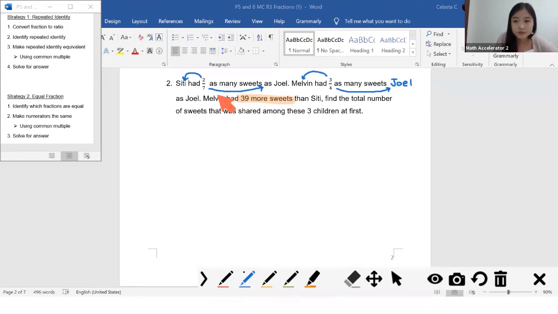So now that you've drawn your arrows, we can convert it to your ratio. You have Siti here and Joel. Siti is 2, Joel 7. And then Melvin and Joel. Joel, we have him here already. It is 4. And then Melvin, 3.